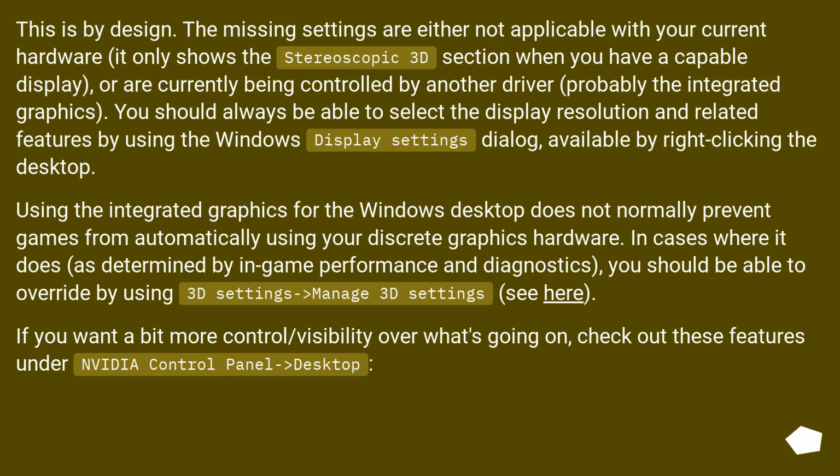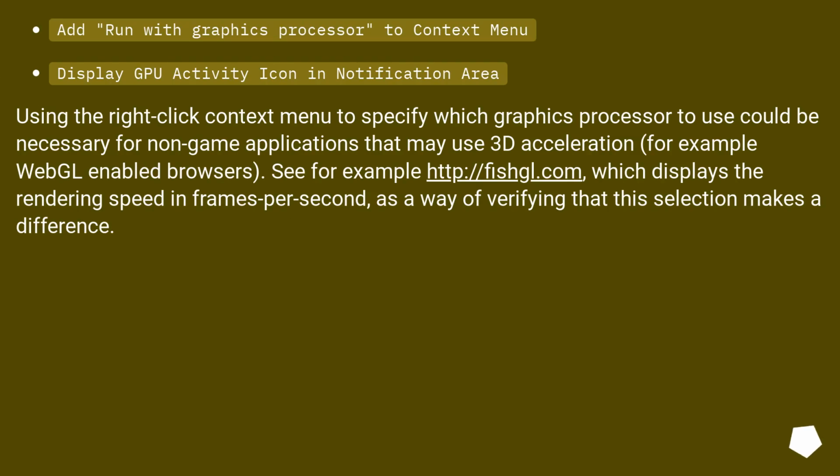In cases where it does, as determined by in-game performance and diagnostics, you should be able to override by using 3D Settings > Manage 3D Settings, see here. If you want a bit more control and visibility over what's going on, check out these features under NVIDIA Control Panel > Desktop: Add Run with Graphics Processor to Context Menu, and Display GPU activity icon in notification area.